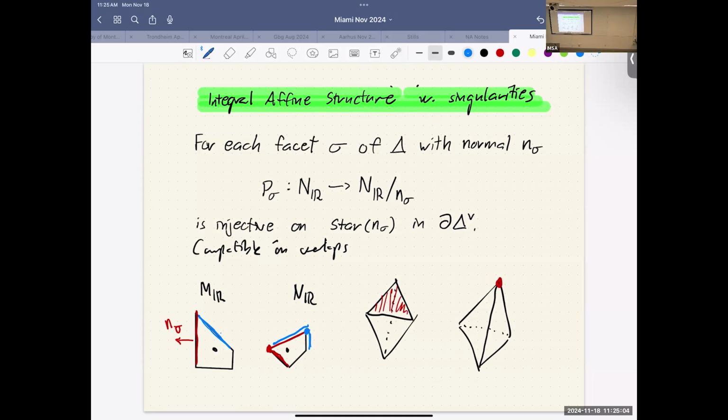That means I have a coordinate chart which is a priori defined on the entire star here. And then I can do this at another point as well and get a coordinate chart on the star of that vertex. The thing here is that, on overlaps, they're compatible on the interior of the open faces. That means when I cook up these coordinate charts, they're going to be compatible on these open faces, but they will not be compatible on the edges.